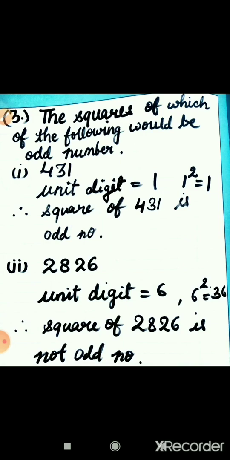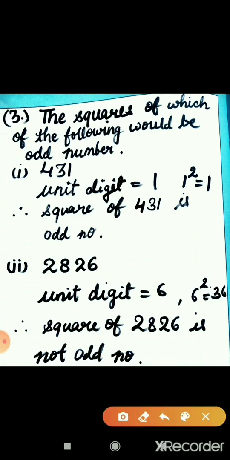Question number 3. Which of the following squares would be odd numbers? Part 1. 431. Unit digit of 431 is 1. Square of 1 is equal to 1. Therefore, square of 431 is an odd number.